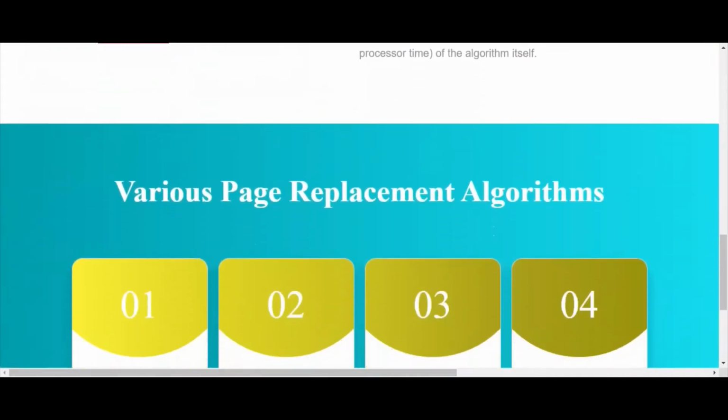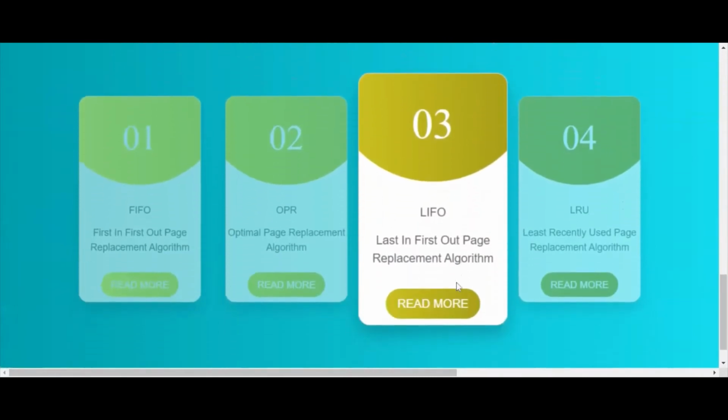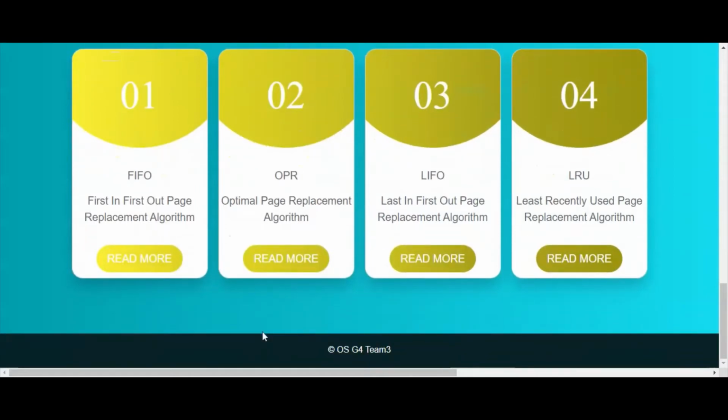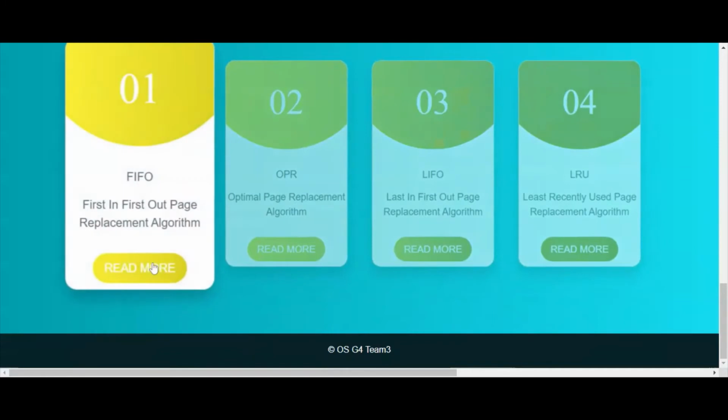Now, we have here various page replacement algorithms. Four of them are FIFO, OPR, LIFO, and LRU. FIFO is first in, first out, OPR, optimal page replacement. LIFO is last in, first out, and LRU is least recently used page replacement algorithm. Starting with the first one, that is FIFO, let's have a look.